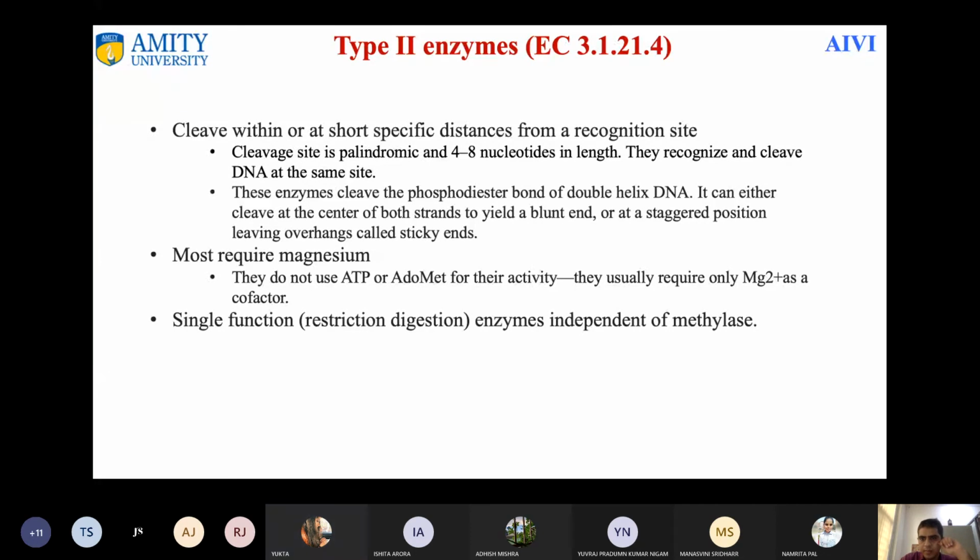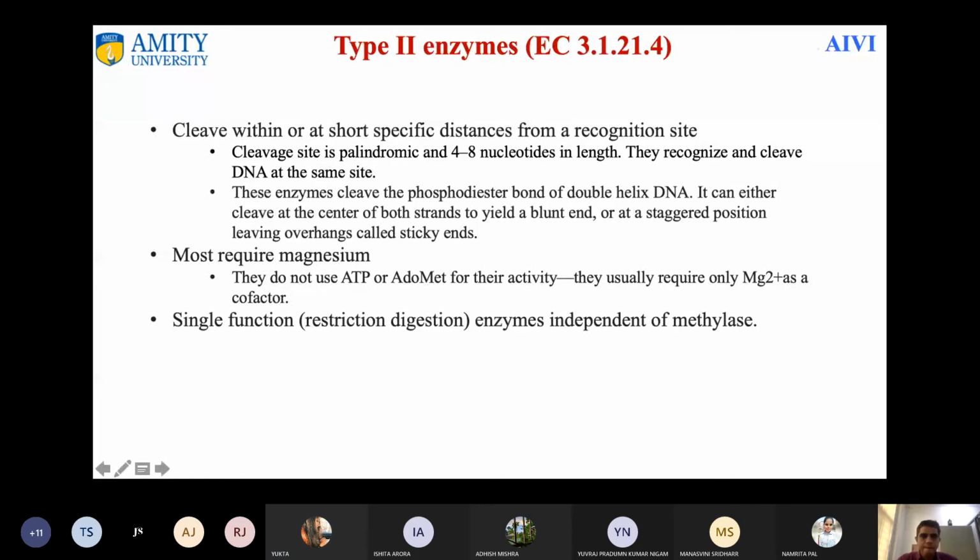Okay, sir. Thank you, sir. It means the restriction enzyme is not going to have methylase activity in it. They have only one function, that is restriction, not methylation. For methylation, you need another enzyme, a methyl transferase. An independent methyl transferase is going to do that job. Got the point? Yes.